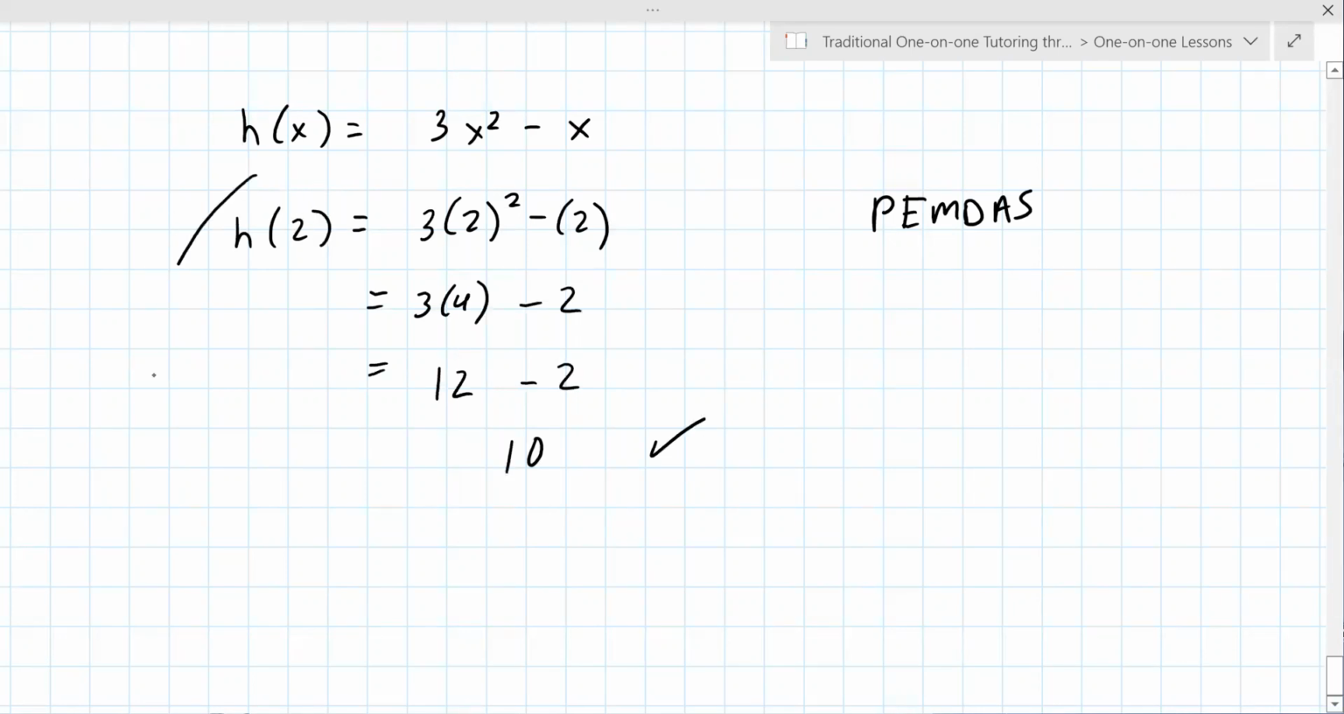Okay, so the positive ones really they're not too bad. But we got to do a negative one. H of -1 equals 3 times -1 squared minus, and then you put that -1 in parentheses.